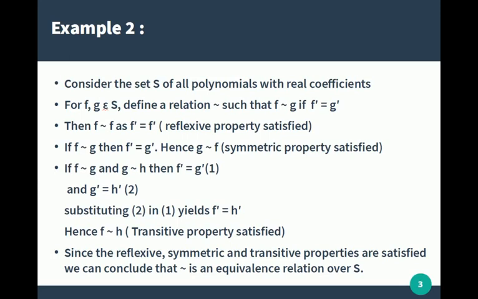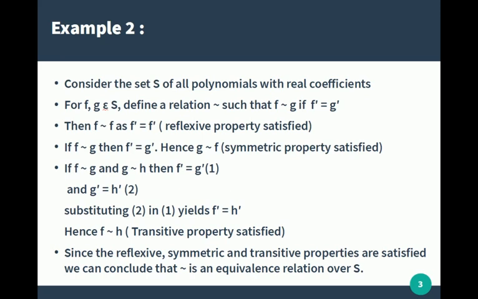Consider the set of all polynomials with real coefficients. Call this set S. Take any two arbitrary elements from the set S and call them F and G. Now for F and G members of S, define a relationship tilde such that F is related to G if F prime is equal to G prime. All this means is that the first derivative of F is equal to the first derivative of G. Then, as F prime is equal to F prime, F is related to F.